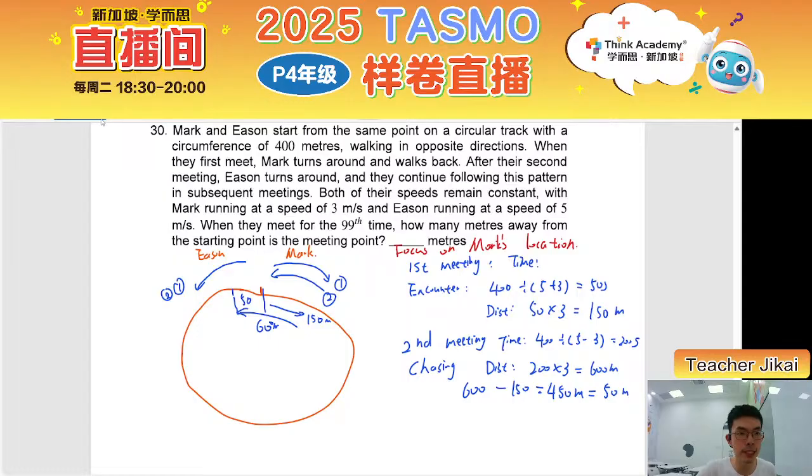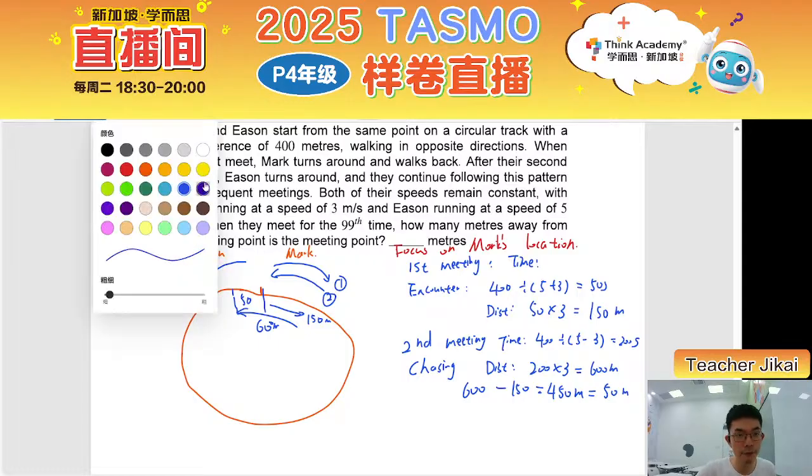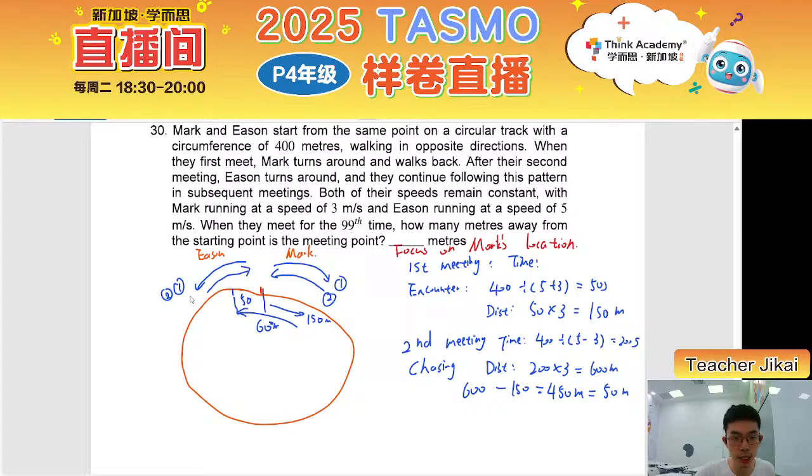And then how about the third meeting point? After they met for the second time, Ethan will turn around. So it will be like this. Ethan changed the direction, and Mark's direction will be the same. So again, they are having the encounter problem, right? So it is 400 divided by 5 plus 3, and it is 50. So 50 times 3 is 150 meters. So here we have another 150 meters.